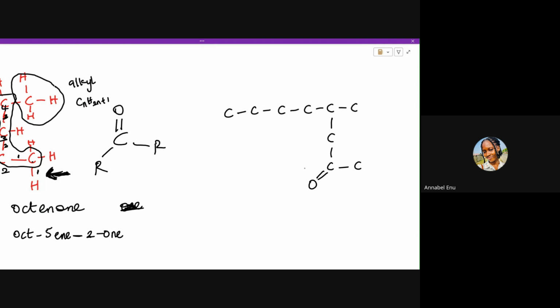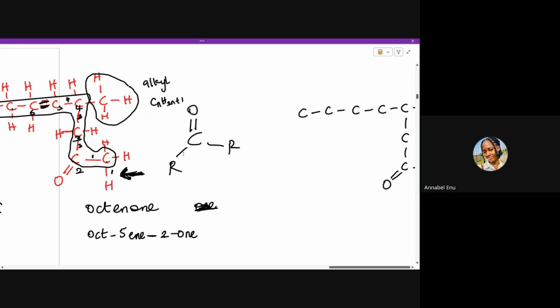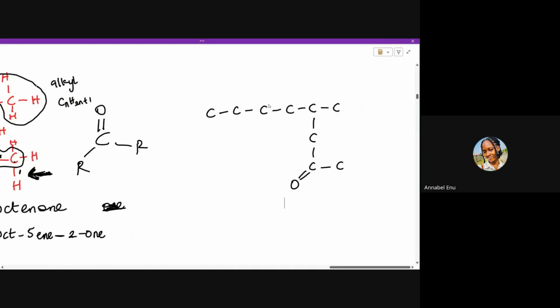So this is the same structure as that one. The only difference is I've not added the O or the H. And then our double bond. Our double bond will be, let me see the other one. Our double bond will be here.